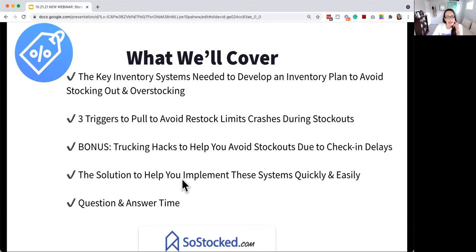And then I'm going to talk briefly about a solution that you can use to quickly implement these systems. And then we're going to get into some Q&As.